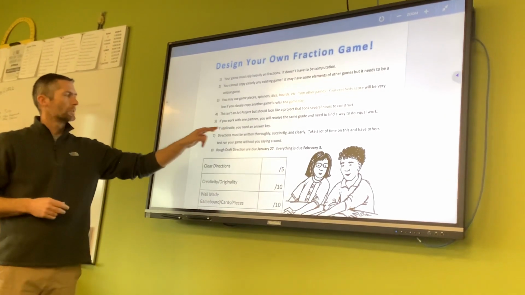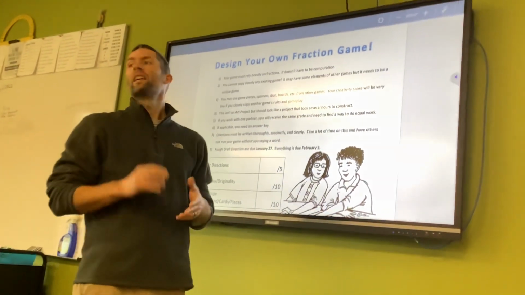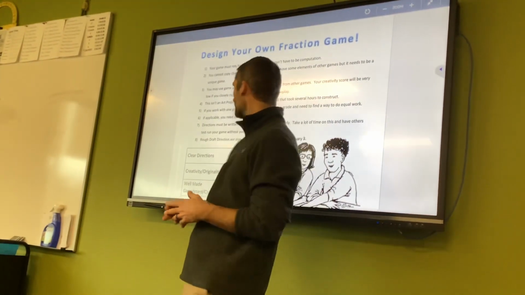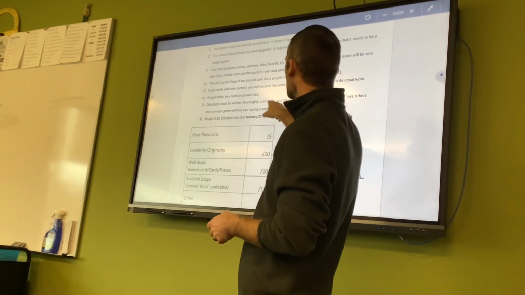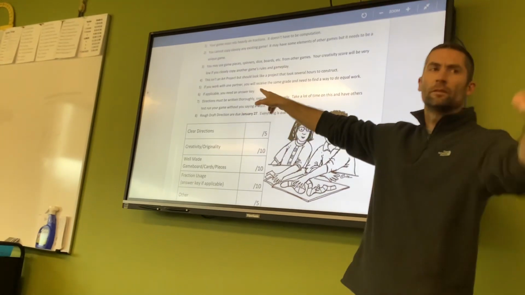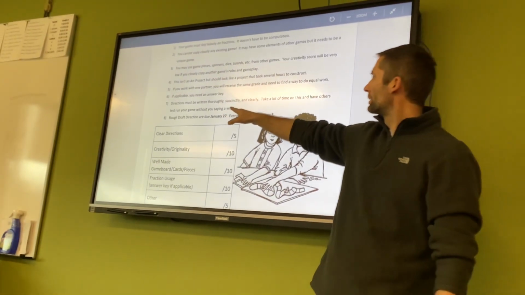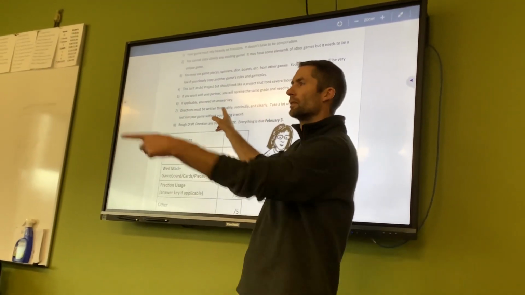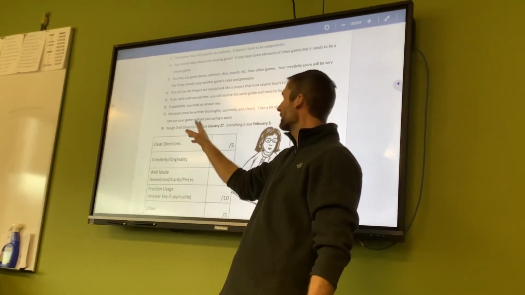If applicable, you need an answer key. So if it is fraction computation, you gotta have an answer key with all your answers worked out. Directions must be written thoroughly, succinctly, and clearly. What do I mean by thoroughly? You mean like clear, like you can read them. That's what clearly would mean. Thoroughly would mean detailed. People don't have questions when they're finished. They read the rules and they know it.